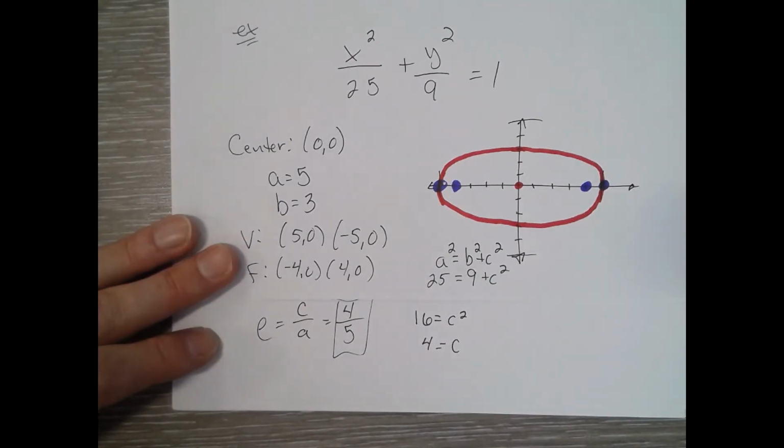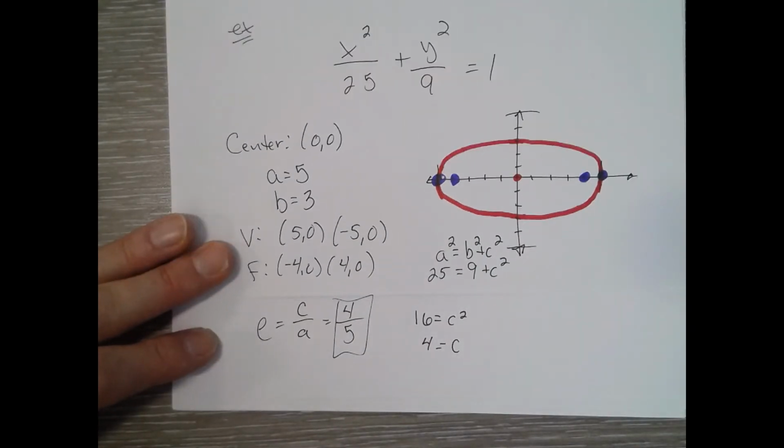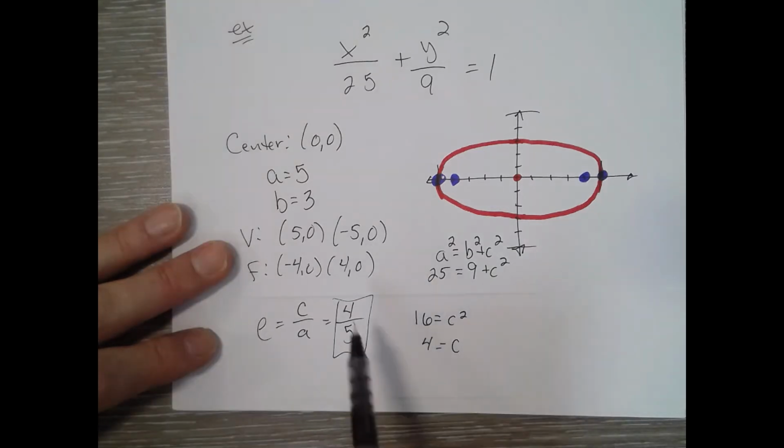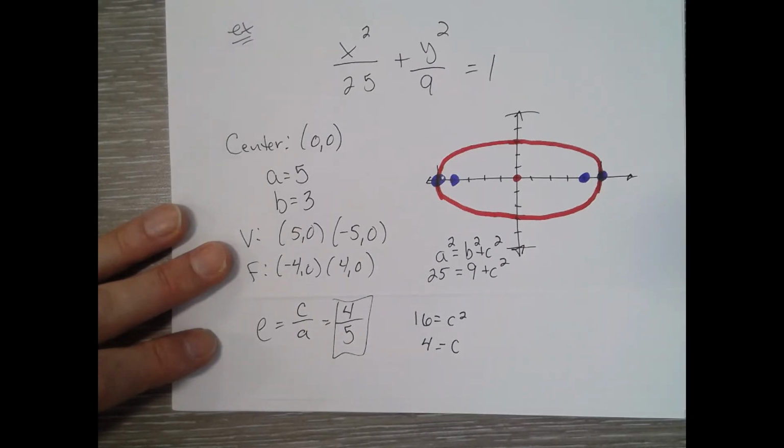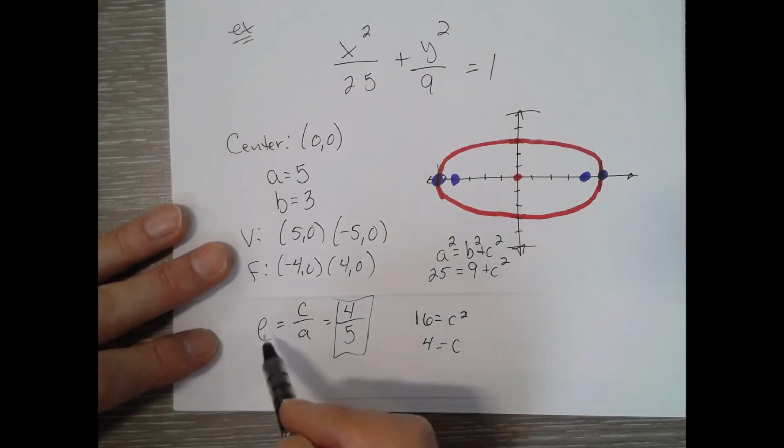How could it be where your eccentricity would be 0? What would we need for the eccentricity to be 0? Would it be a circle? Look at the equation. What would have to be 0? C would have to be 0, right? If C is 0, I get an eccentricity of 0.